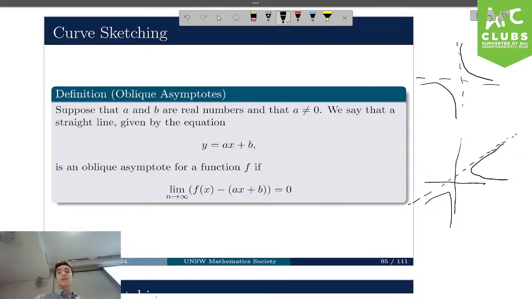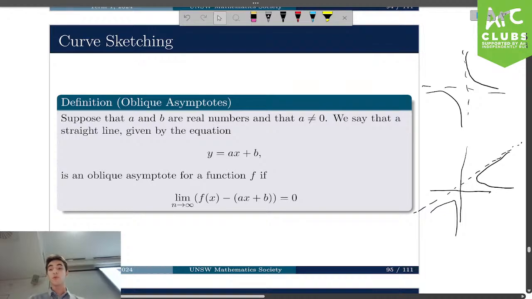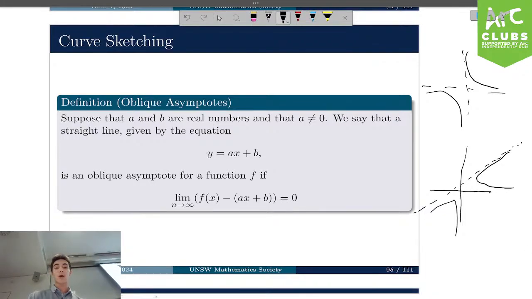And this is basically formalization of what that means, okay? So if you have those two real numbers, a and b, they can define a straight line, okay? That'll be our oblique asymptote. And this oblique asymptote is an asymptote for function f if this is satisfied, right?